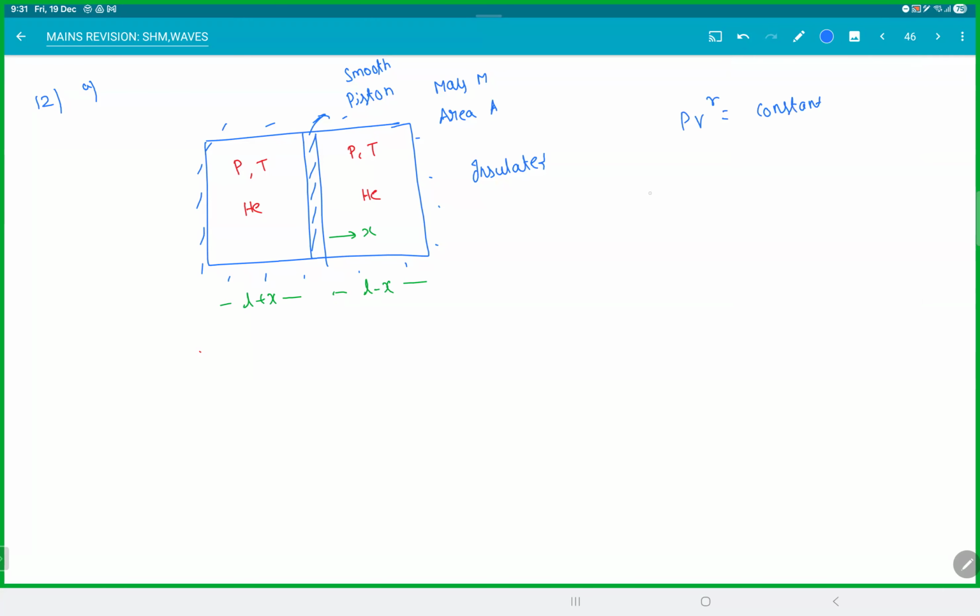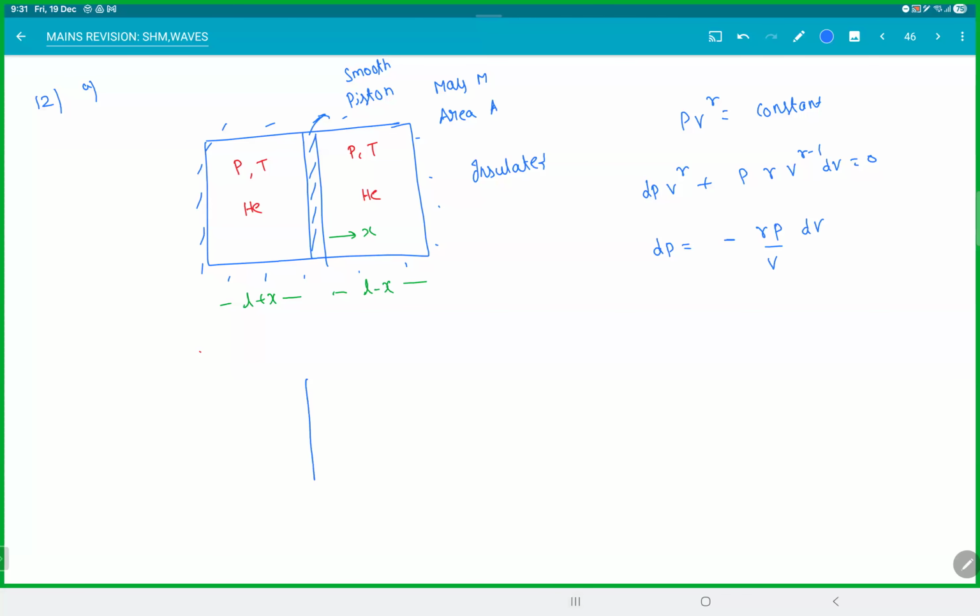Differentiate on both sides. This will be dP V^gamma plus P gamma V^(gamma minus 1) dV is equal to 0. So we get dP is equal to minus gamma P by V dV. So that's your dP there.